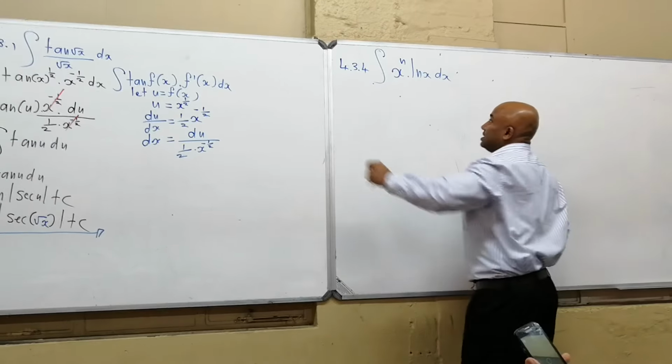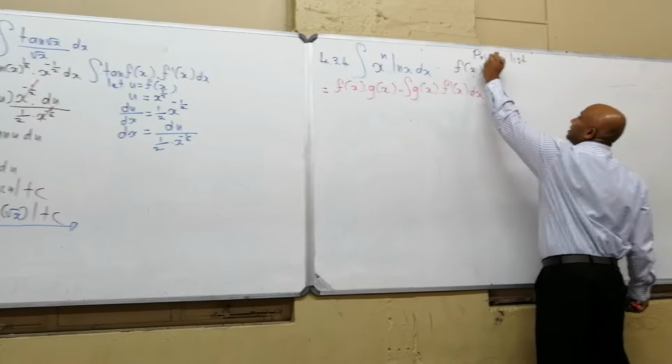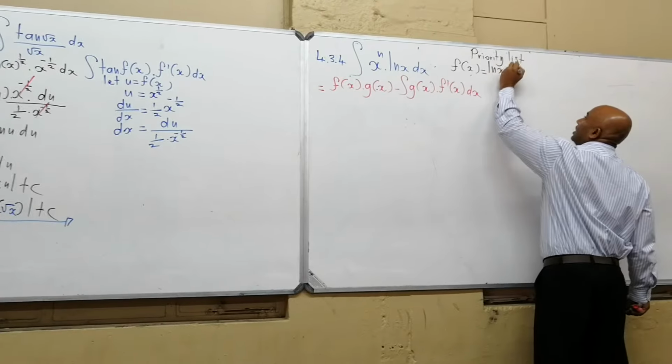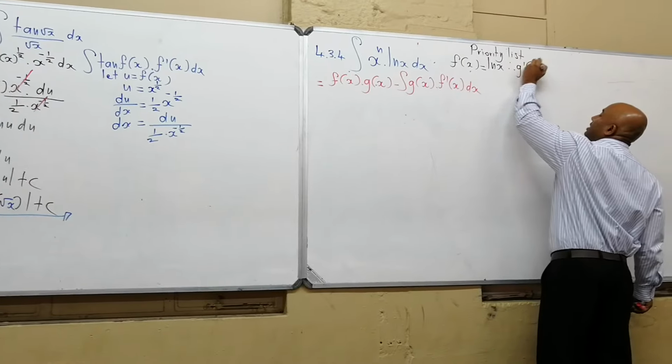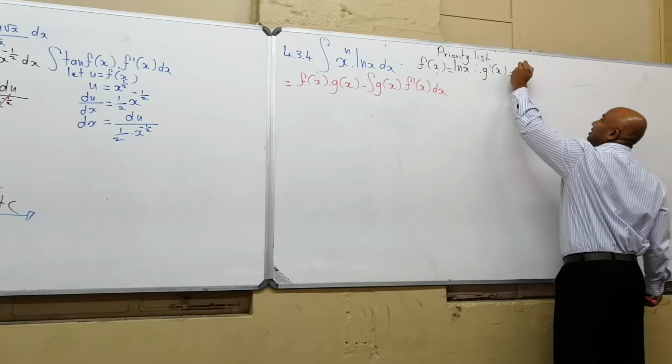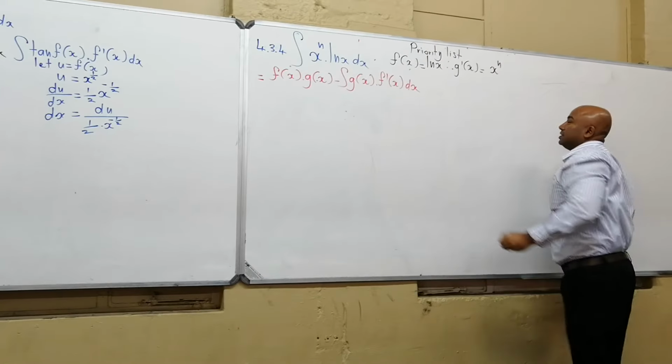And you choose f of x. So, from your priority list, number 1 is your inverse trig function. Number 2 is log, so ln. So, f of x has to be ln x. Therefore, g prime x is going to equal x to the power n.